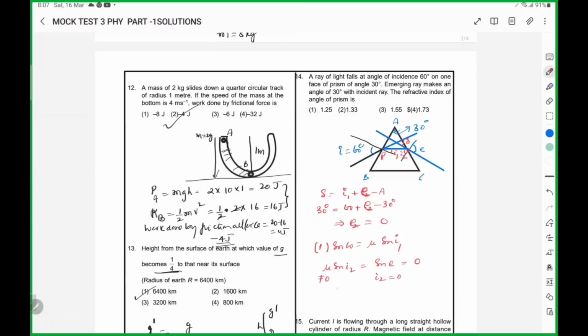So here it is, I1 plus I2, we know that is A. Which implies I1 is A. So sine 60 is equal to mu into sine A, which is mu sine 30. So mu will be sine 60 by sine 30. Refractive index is √3.